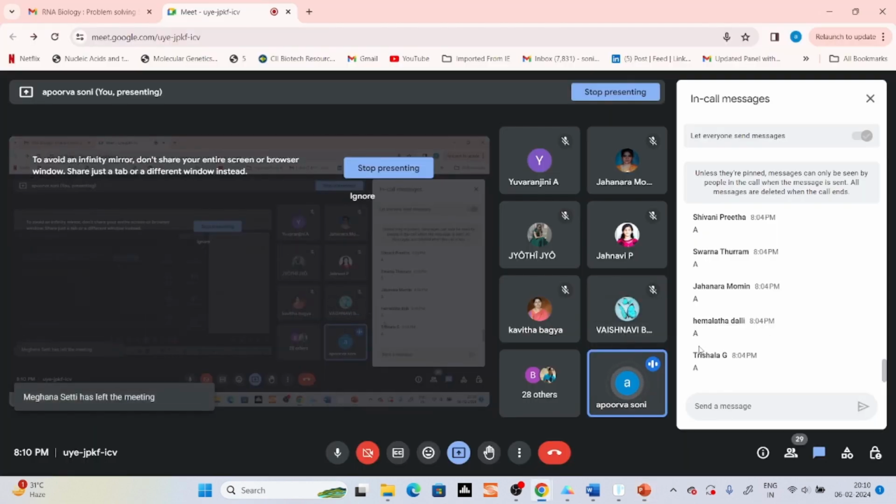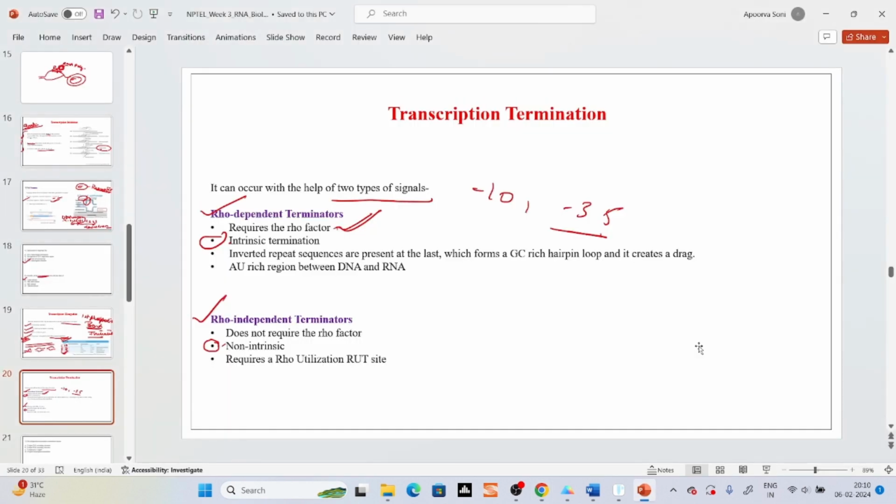So nobody is answering. Fine. So we'll just clear this thing. I think rho dependent is the extrinsic one. This should be extrinsic. That means, and this should be intrinsic.